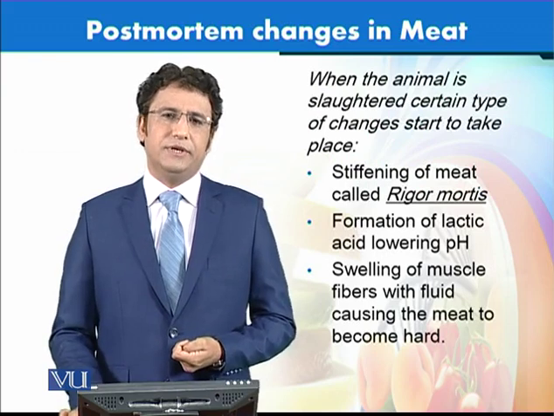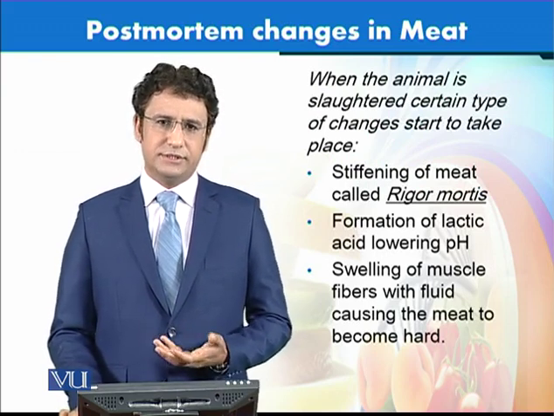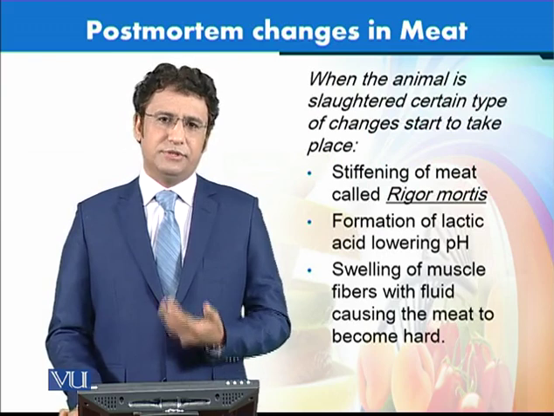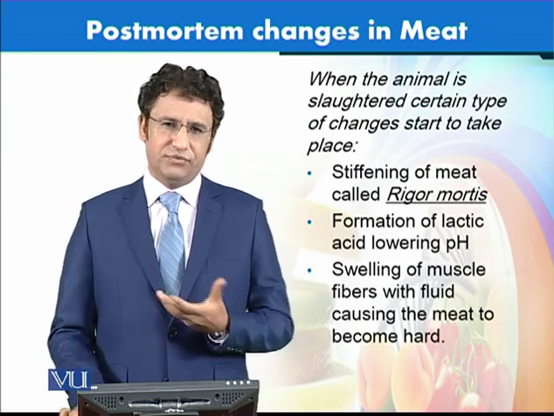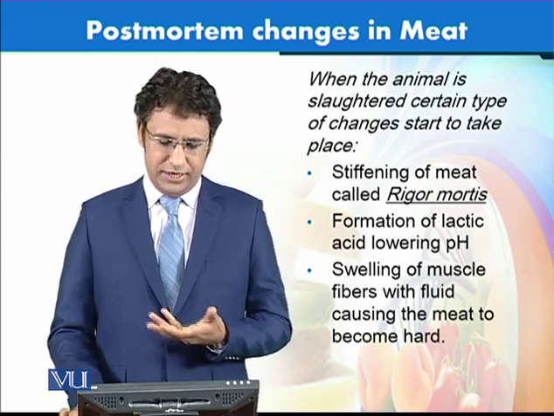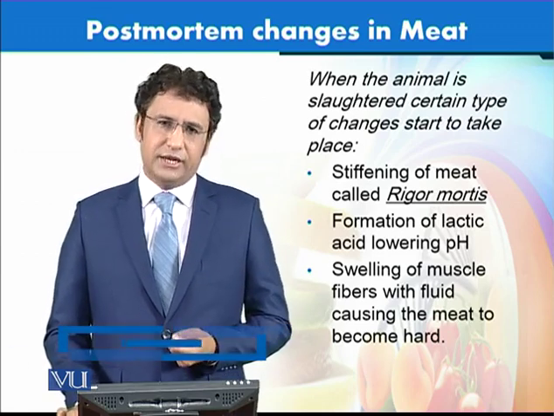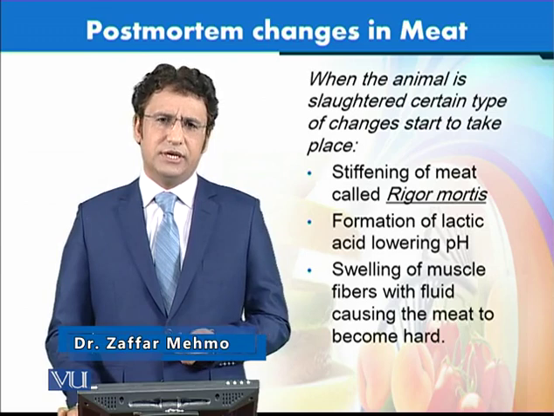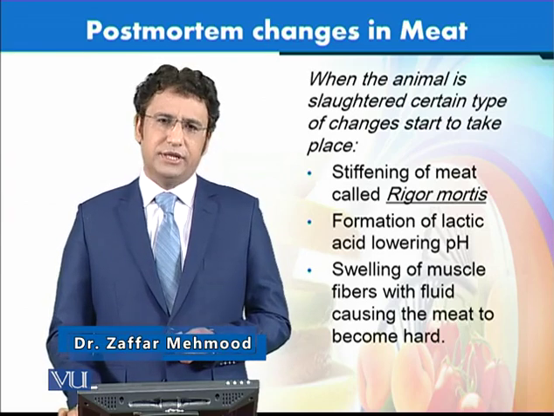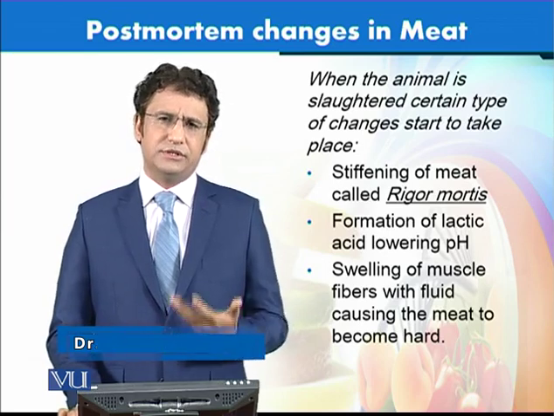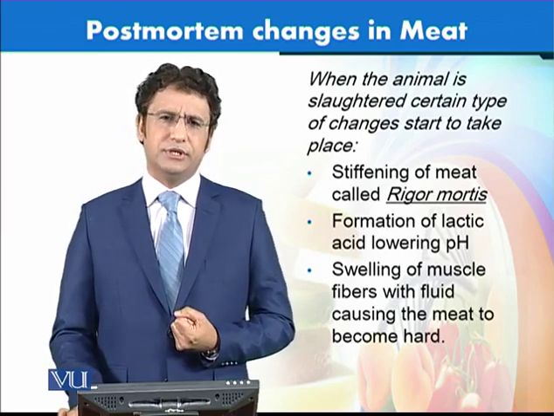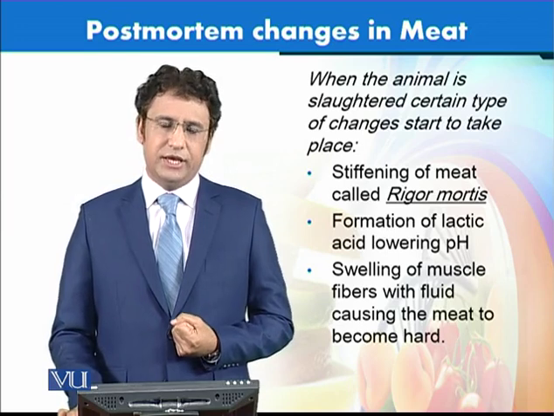Normally, there's a term called rigor mortis, which happens after the slaughter of an animal, and this basically means the stiffening of the animal's muscles. There is also another change called lactic acid formation, which lowers the pH of meat after slaughtering. So this is another significant change that takes place during post-mortem changes.